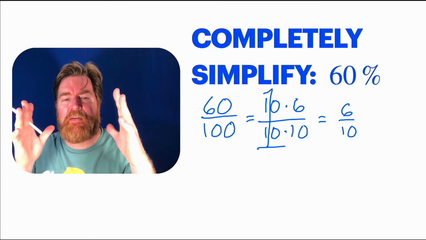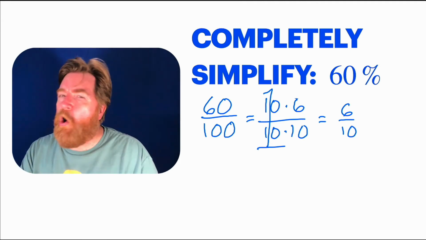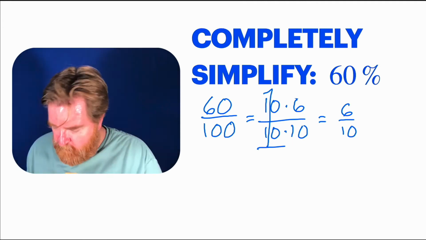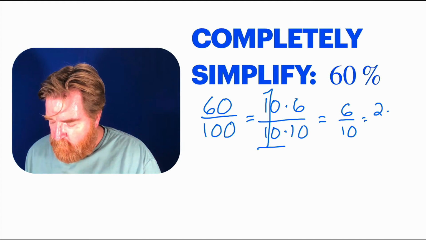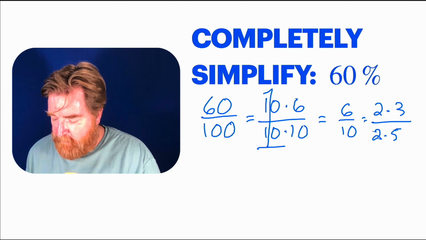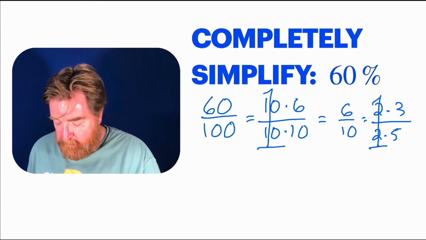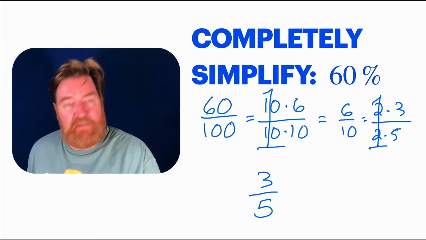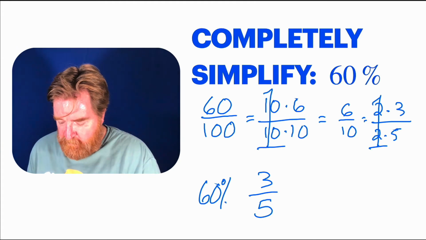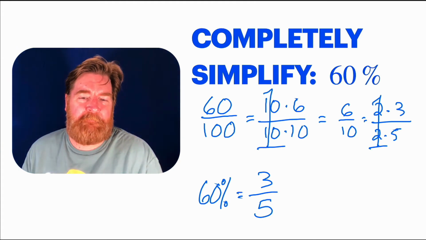I see mostly this. Both 6 and 10 are even, so we know for sure they're both going to have a factor of 2, right? So for 6/10, I'm going to write that 6 as 2 times 3, and the 10 is 2 times 5. There's my 1, and 1 times 3/5 is just 3/5. So in other words, 60% in its simplest form is 3/5.